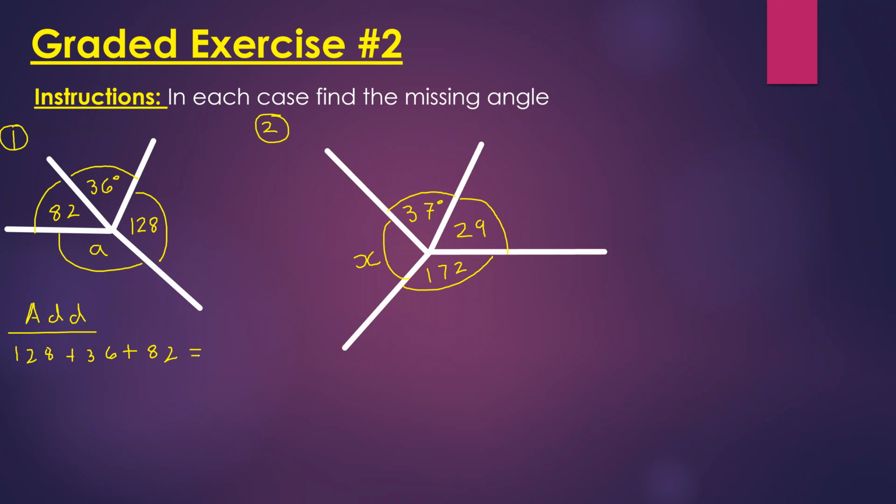So when you add 82, 36, and 128, you get what? 246. 246, that's correct. What's the next thing we do? Next, we subtract 246 from 360. Very good.